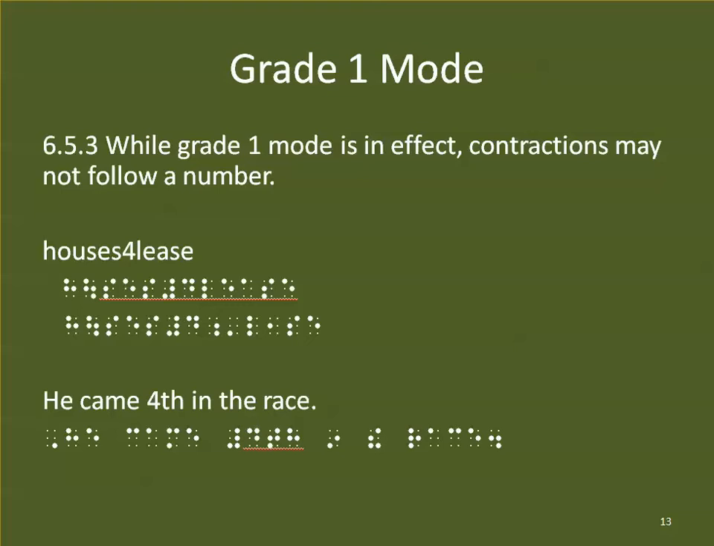This rule about contractions not following a number also affects things like ordinal numbers, first, fourth, fifth, that sort of thing. In the old code, we could contract those endings, but in UEB, we can't, so we will spell them out. So he came fourth in the race, then we need to uncontract TH.